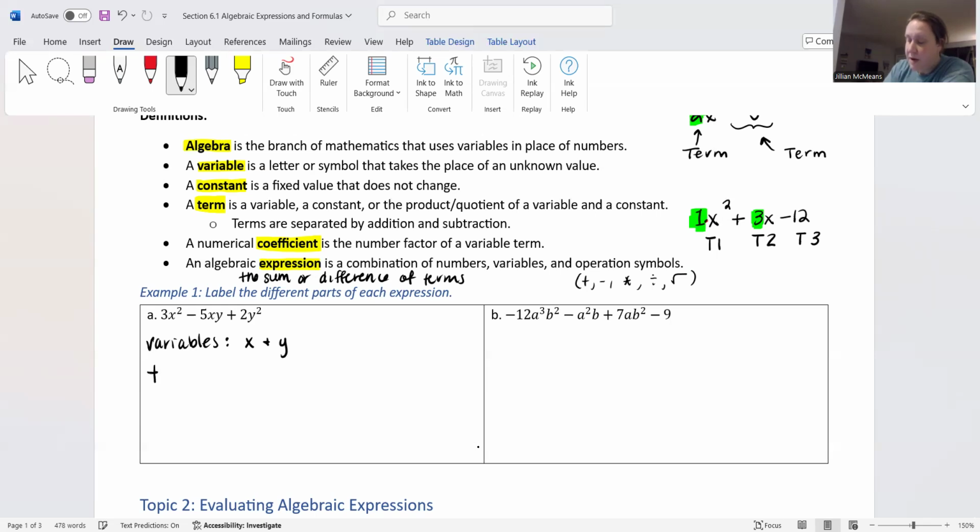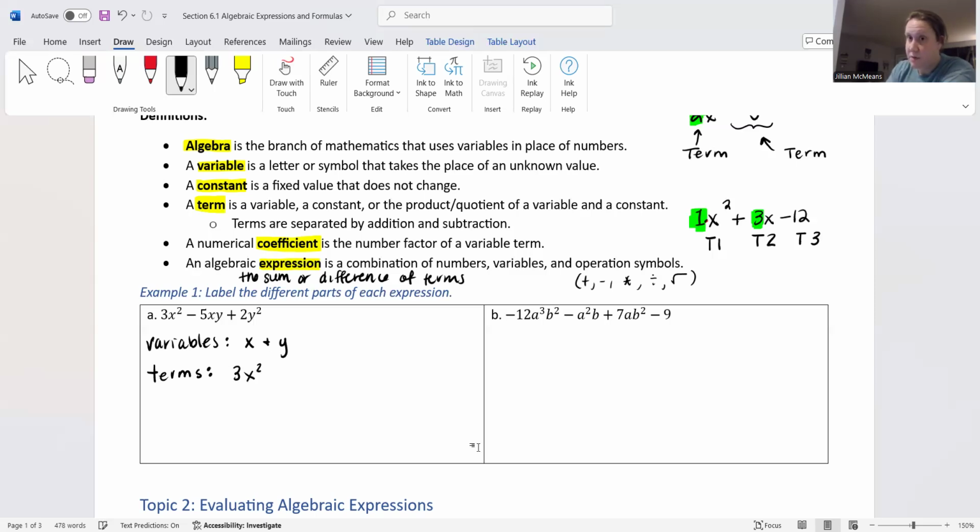Now, next, let's talk about terms. So what terms do we have? How many terms do we have here? Well, I see a plus sign and a minus sign, so that means I'm going to have 3 terms. So I've got 3 different terms separated first by subtraction and then by addition. Okay, so my 3 terms are 3x squared.